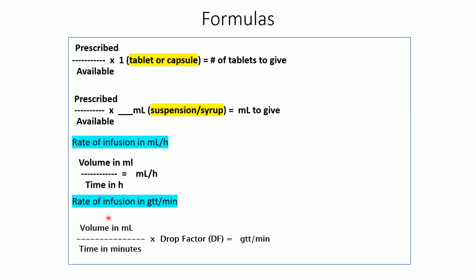If it is not using a pump, the formula is a little more complex. It's the volume in milliliters divided by the time, but in minutes. So if they give you the time in hours, you need to convert that to minutes. If they give it in minutes, you leave it in minutes. But it needs to be multiplied by the drop factor that is given to you or is found in the box where the tubing that you are going to be using is taken.